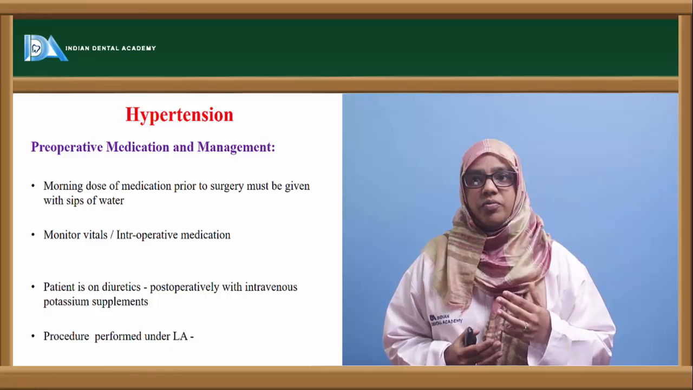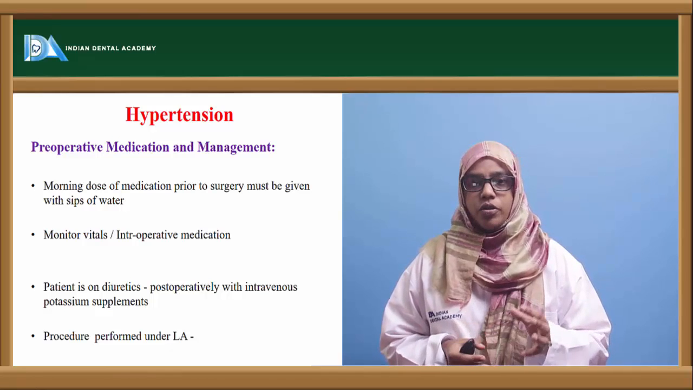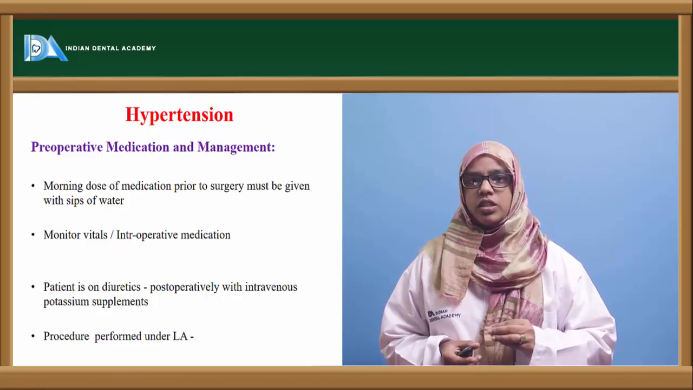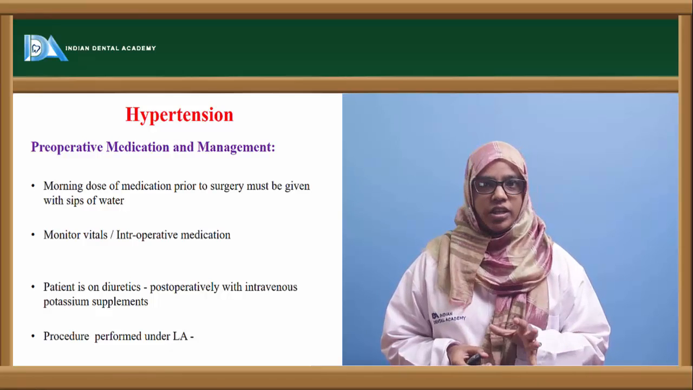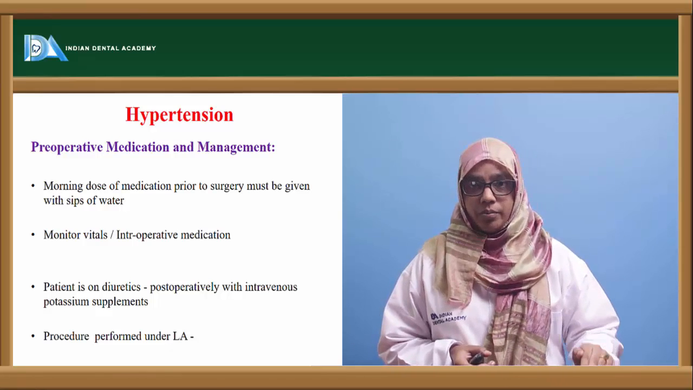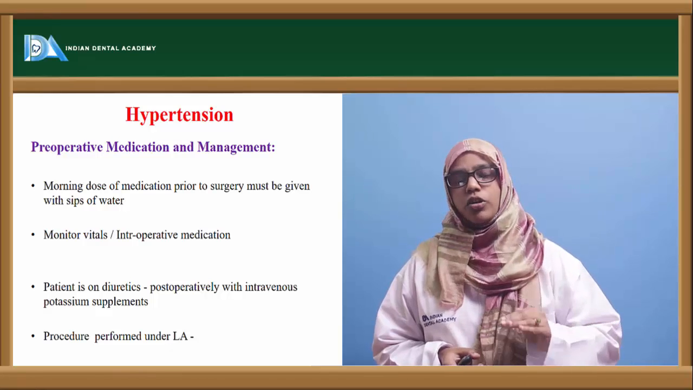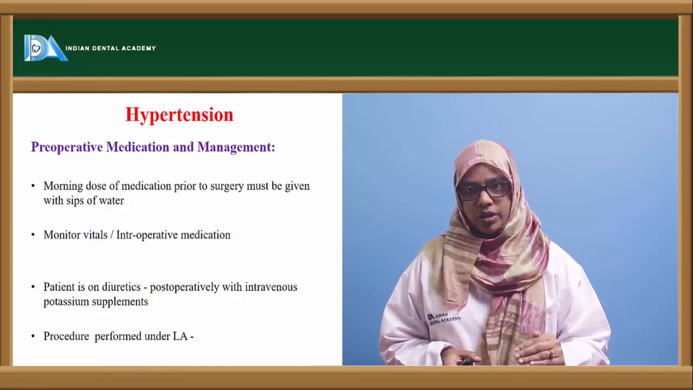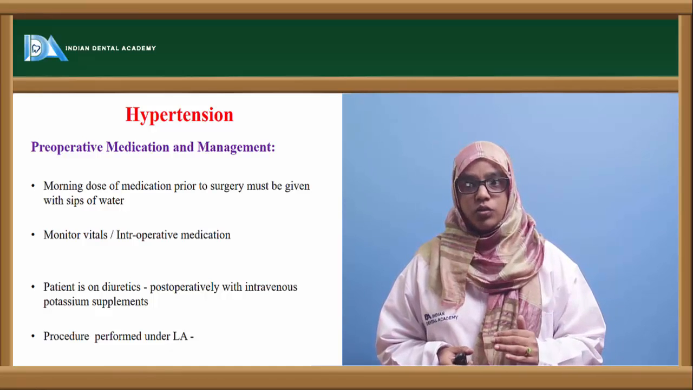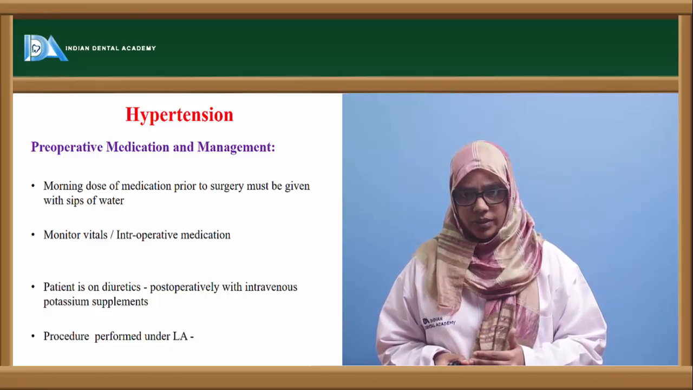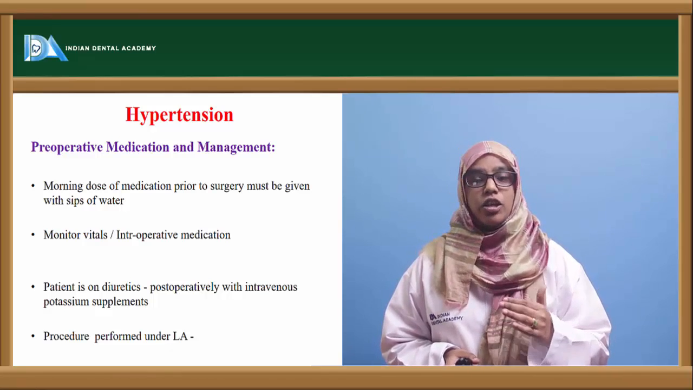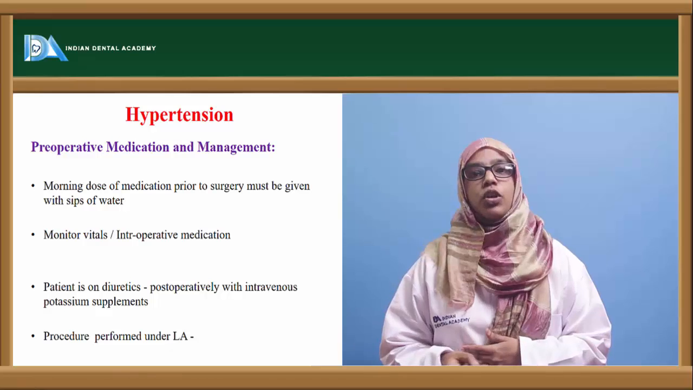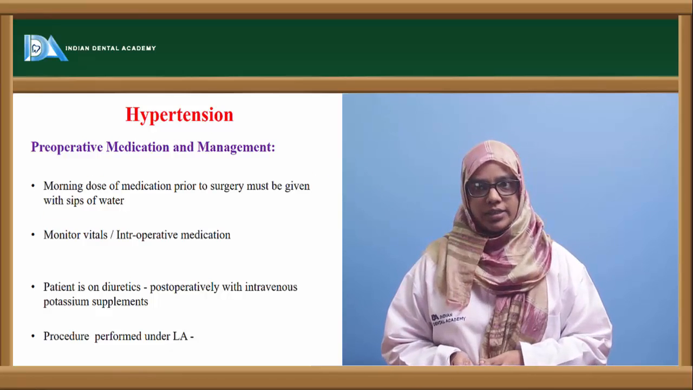Now, what is the preoperative medical management that is required? The morning dose of medication prior to surgery should be given with sips of water. Normally what happens under general anesthesia, we keep the patient NBM. But in case the patient is hypertensive, you will give the morning dose of medicine with sips of water. You will monitor the vitals both intraoperatively and preoperatively. If the patients are on diuretics, you will give IV potassium supplements postoperatively. And in case you're doing a procedure under local anesthesia, you will avoid LA with adrenaline. Rather, you will use plain LA, or instead of that you can use bupivacaine, a longer acting local anesthetic.